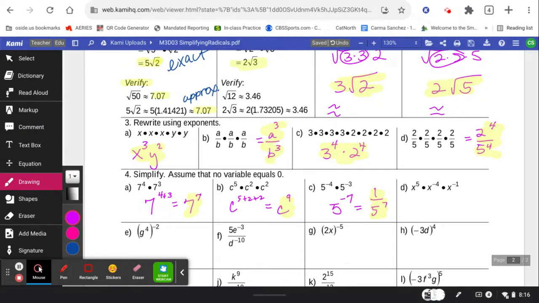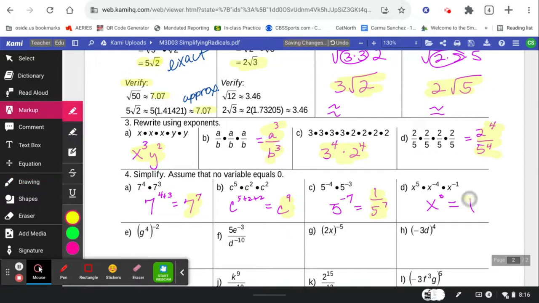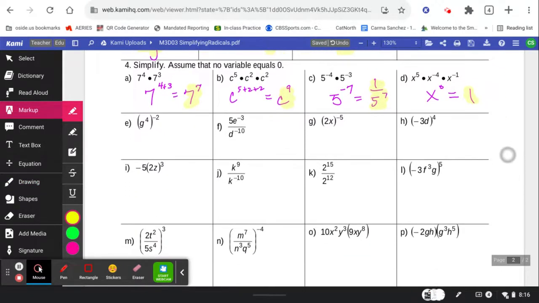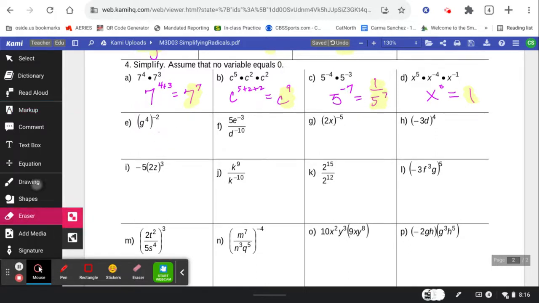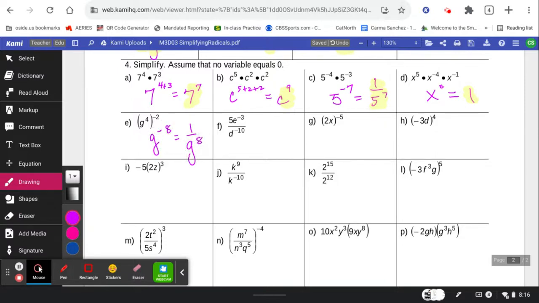This one becomes 5 minus 4 is 1. 1 minus 1 is actually x to the 0 power, and anything to the power of 0 is just, you got it, 1. Who thought it was 0? Okay, next one's the multiply rule, g to the negative 8, because you're doing 4 times negative 2. And the negative exponents want to move, so it becomes 1 over positive g to the 8th.